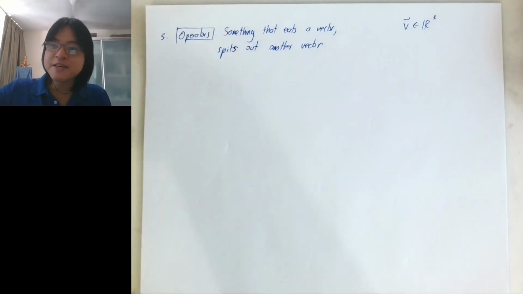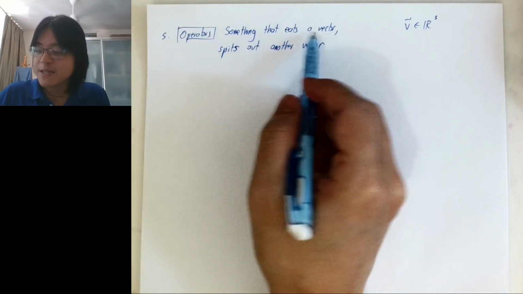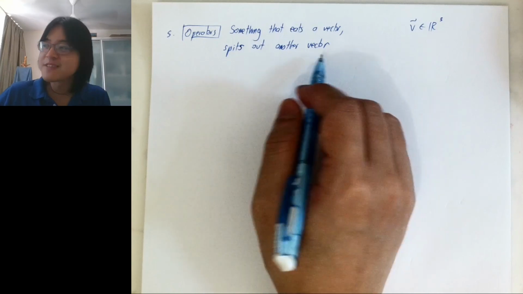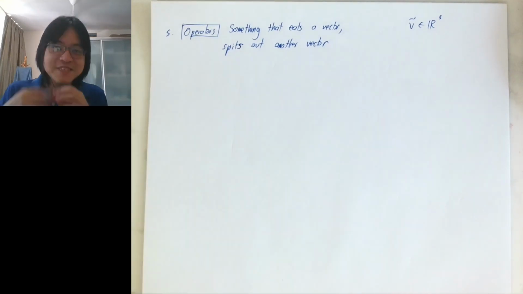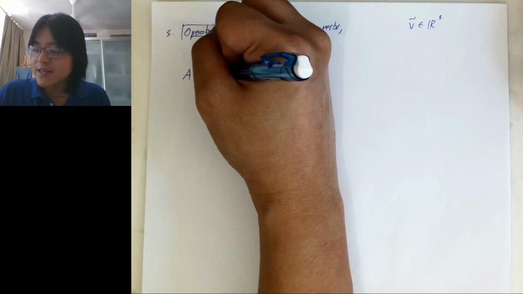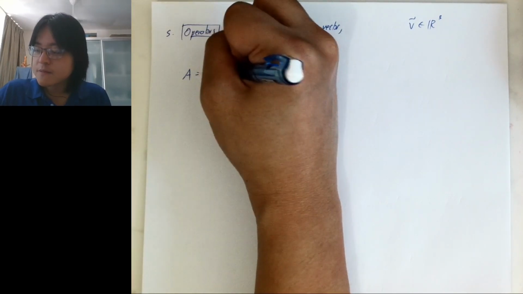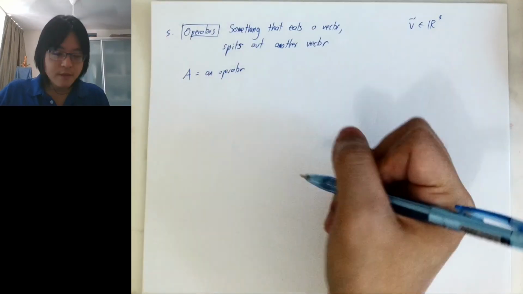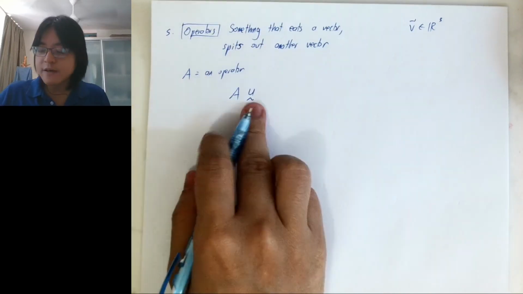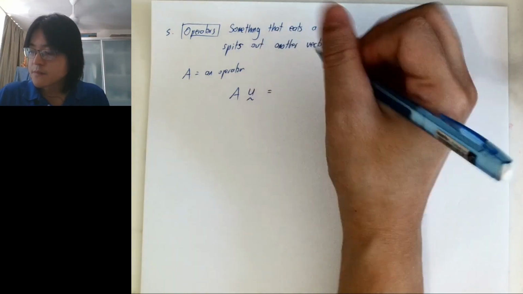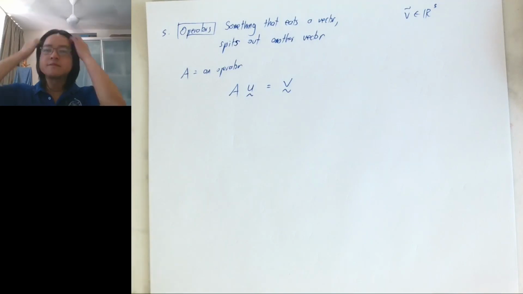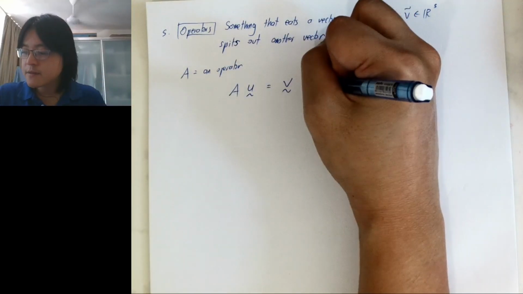Actually, when I was typing the lecture notes, I tried to explain it as something that eats a vector and shits out a new vector, but it sounds so bad, so I'll just say spit out. Okay, so let's say A is an operator. The operator can operate on this vector, and then I get a new vector here, another vector.